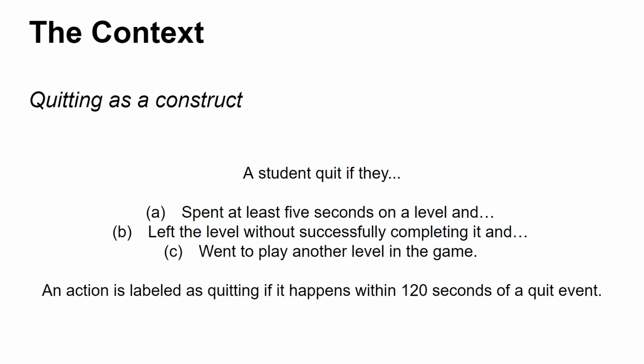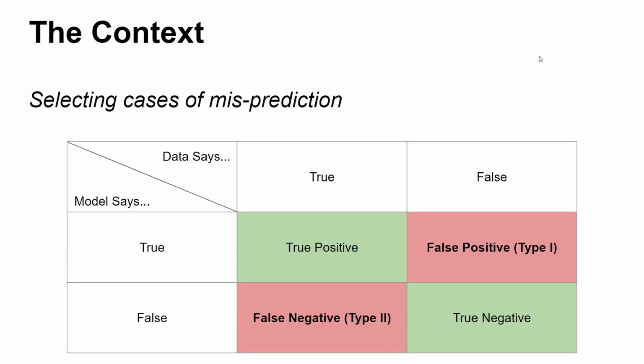Once we had developed this definition, we took any student action that happened within 120 seconds of a quit event, and we labeled this as quitting. We did this because we wanted to model the lead up to the quit event itself, as simply predicting the moment of quitting may not leave the system, or a teacher, enough time to intervene and provide a student with additional scaffolding and support to keep them working productively.